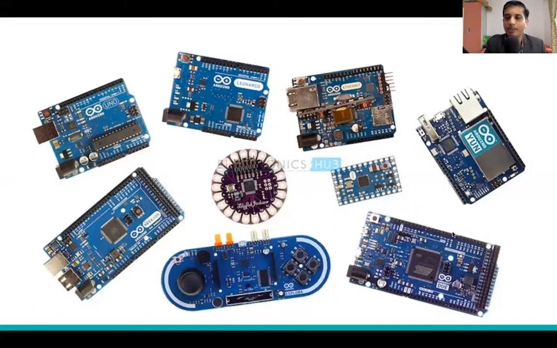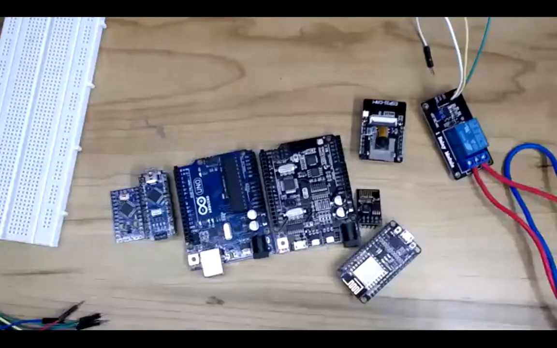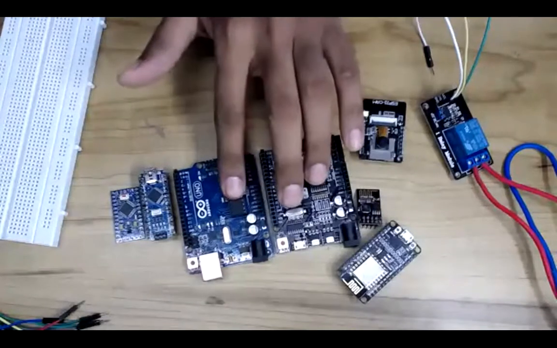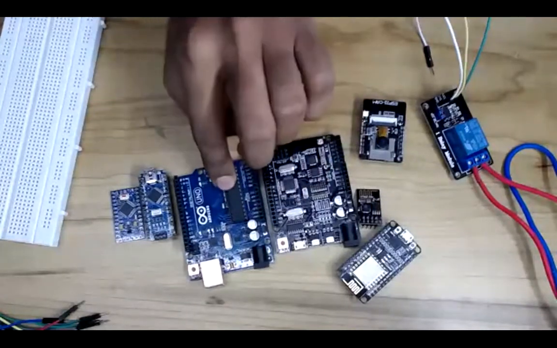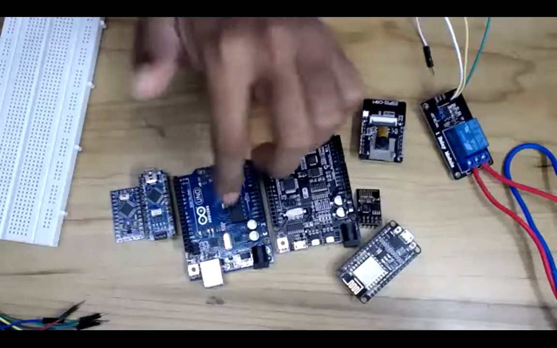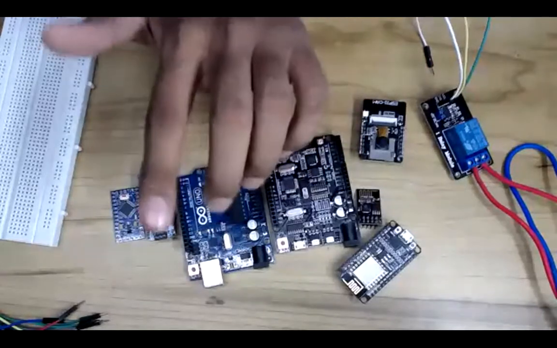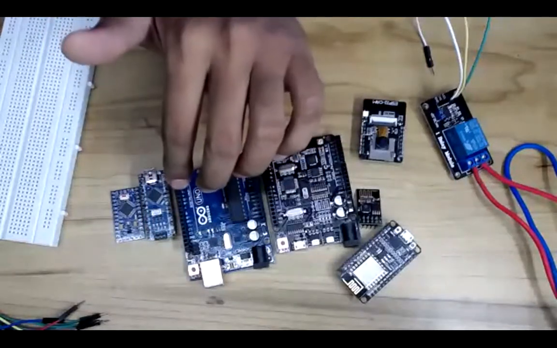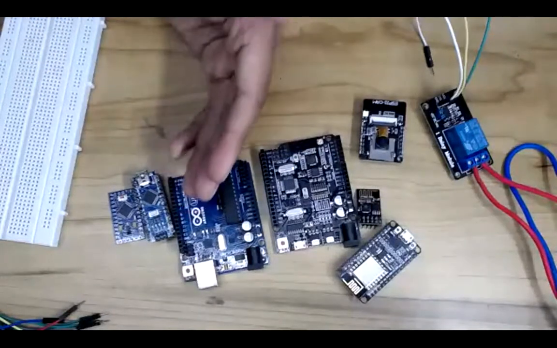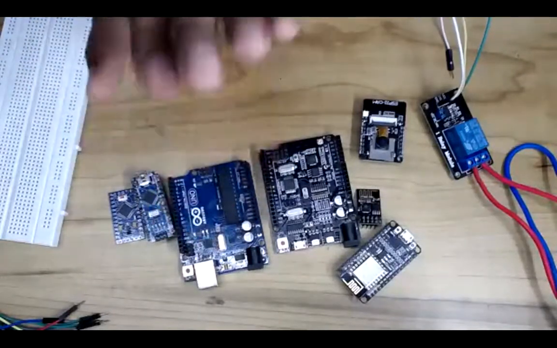Piyush says, is Raspberry Pi also the same or is it different? Yes, Raspberry Pi is different because Raspberry Pi contains an operating system. This Arduino Mega has a dedicated program inside it. Once you upload the program, the same program keeps executing. If you want to update it, you download a new program, and the previous program gets erased.